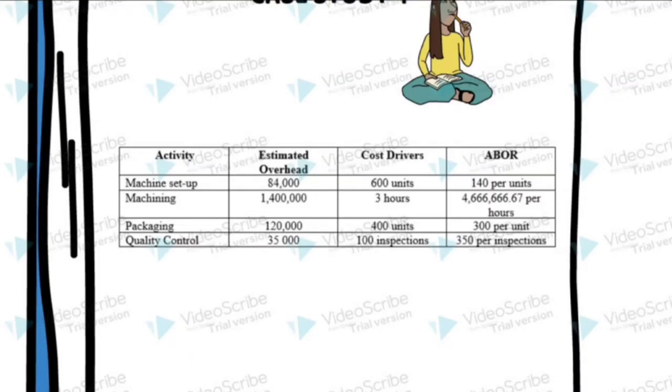Besides, estimated overhead for packaging is RM120,000, cost driver 400 units, rate 300 per unit. Last, quality control. Estimated overhead is RM35,000, cost driver 100 inspections and rate 350 per inspection.